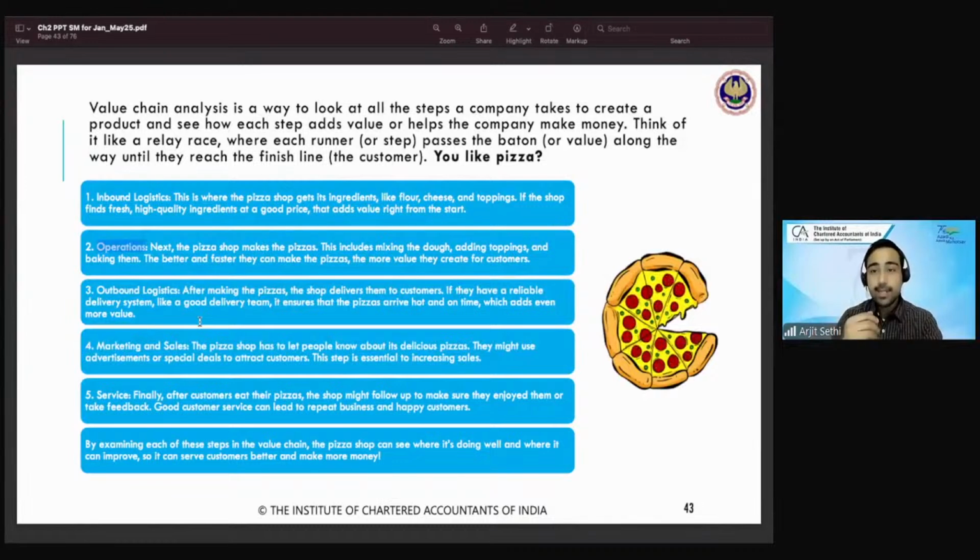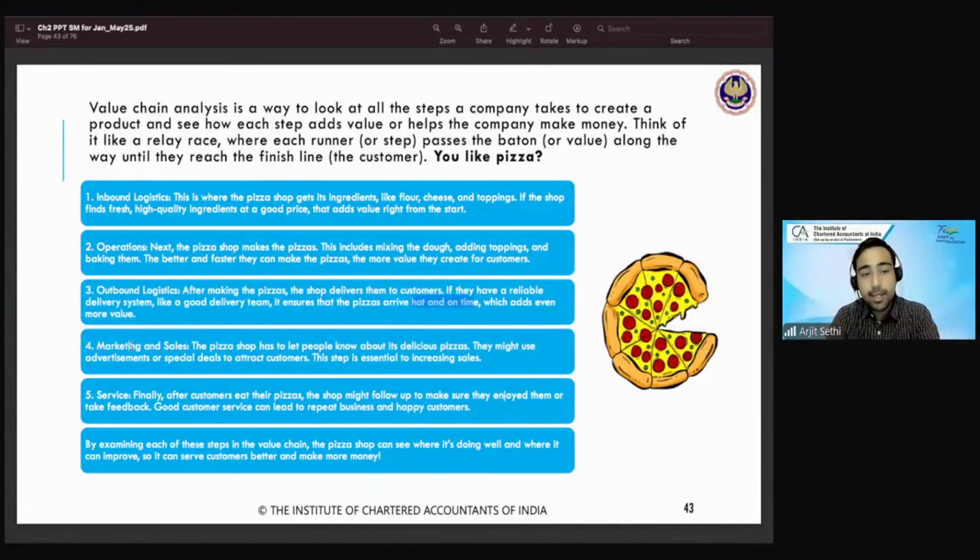Now the next is outbound. बना तो लिया है, अब उनके घर तक पहुंचाना भी है. After making the pizza, the shop delivers them to the customer. Now, if they have a reliable delivery system, like a good delivery team which is on time, respectful, the product is packed nicely, right? It's not going here and there. It ensures that pizza arrives hot on time, which adds value to the customer. Another layer of value addition. So each layer is doing their best to add value.